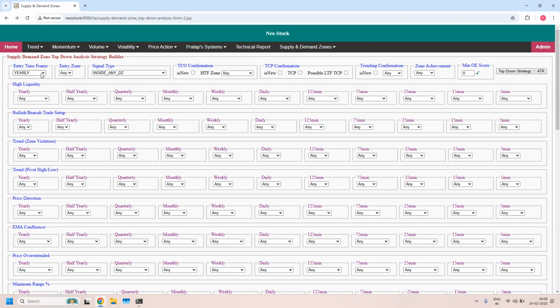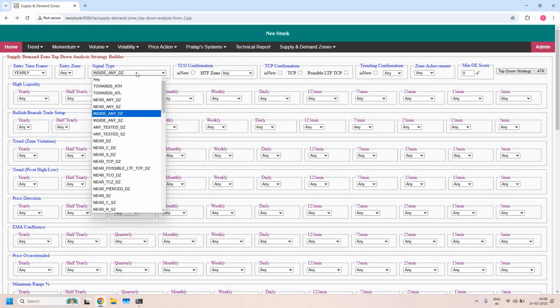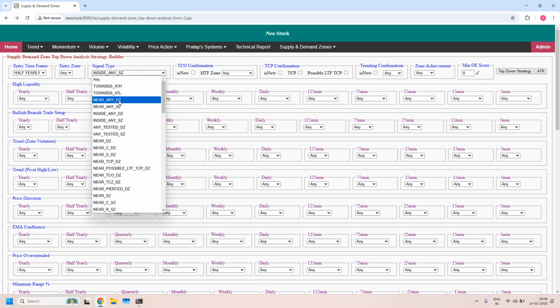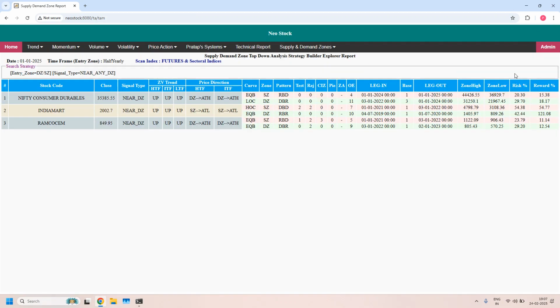Next, yearly time frame. Price closed inside yearly supply zone. We don't have any stocks. Next time frame is half yearly. Stocks near half yearly demand zone. We got 3 stocks.